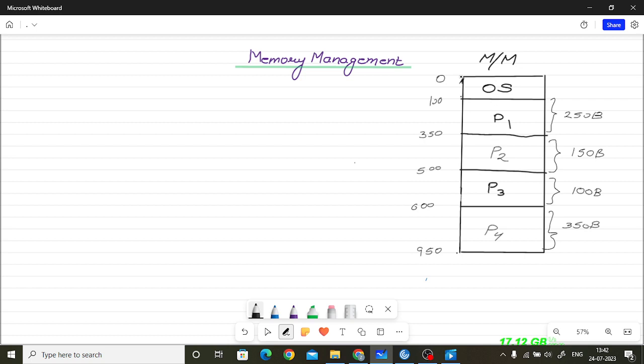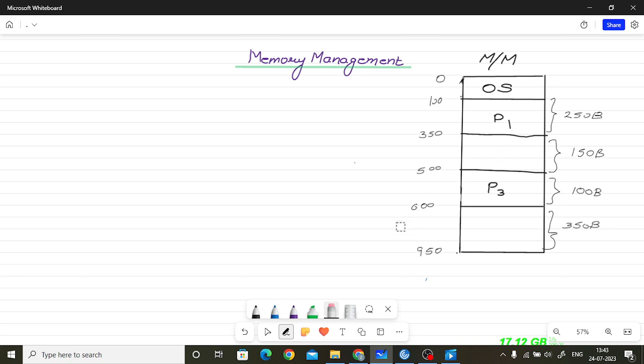Suppose in a main memory we have 4 processes, and due to some reason either the process runs to completion, or it is completely executed by the CPU, or it has to go for an IO request, then it should be moved out from the main memory. And when it's moved out from the main memory, it will create a hole. And this process of moving in and moving out of a process will be very frequent.